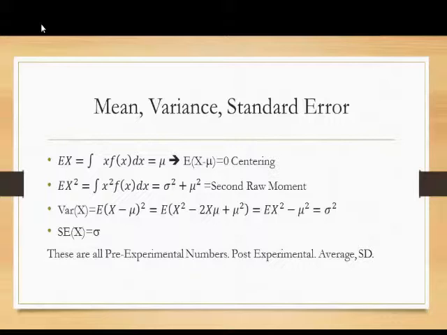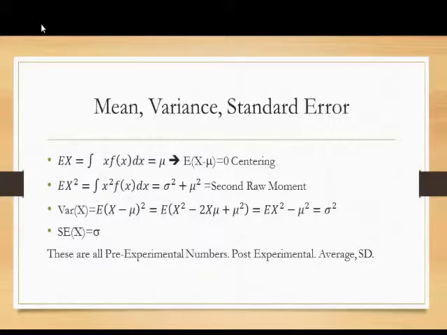And I just showed in the previous slide that E of x squared, the second raw moment, is mu squared plus sigma squared. So the mu squared subtracts from the mu squared, cancels, and you get sigma squared left, which is the variance of the normal. And the standard error of x is called the square root of the variance by definition, and that's just sigma.